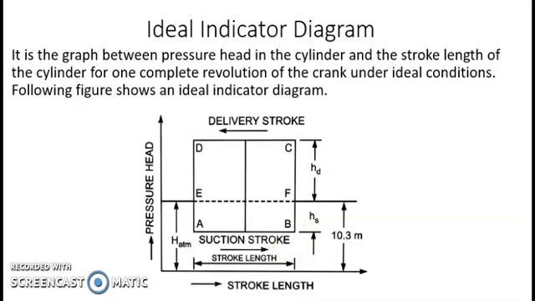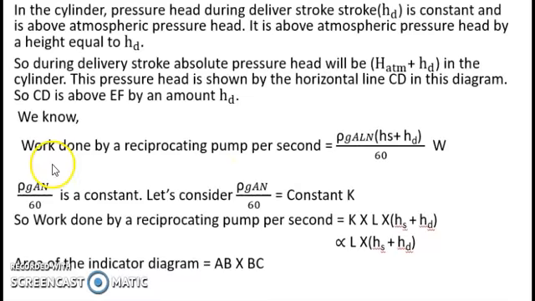The pressure head in the cylinder during the delivery stroke HD is constant and is above atmospheric pressure head. It is above atmospheric pressure head by a height equal to HD. So the absolute pressure head in the cylinder during the delivery stroke will be equal to H_atm plus HD. The pressure head in the cylinder during the delivery stroke is shown by this line CD.